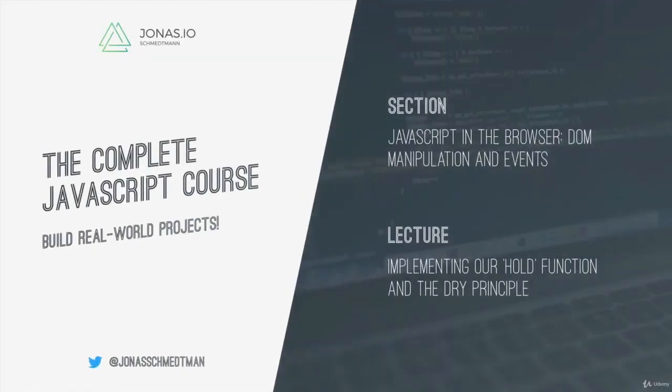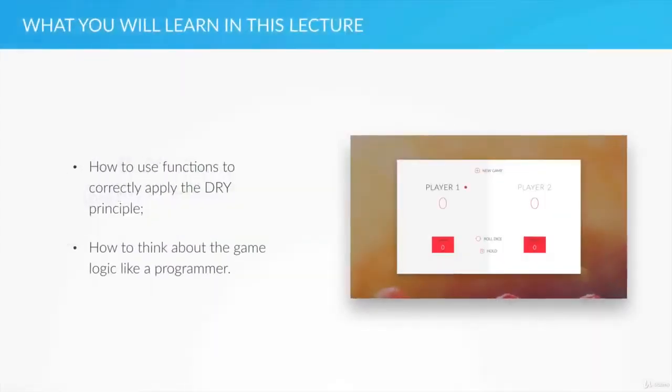In this lecture, we are going to implement our hold function and also talk a little bit about the don't repeat yourself principle. So we will continue using the concepts that we have learned so far, and we will also learn how to use functions to correctly apply the don't repeat yourself principle. And of course, we will continue thinking about the game like a real programmer.